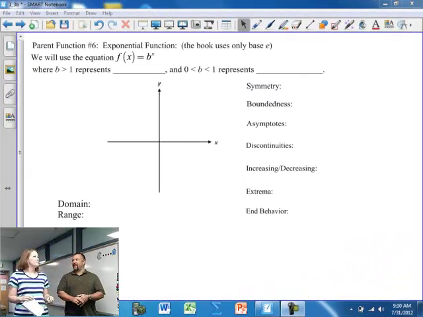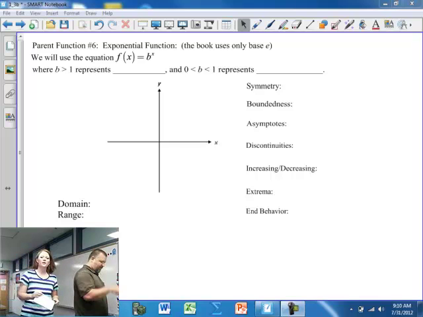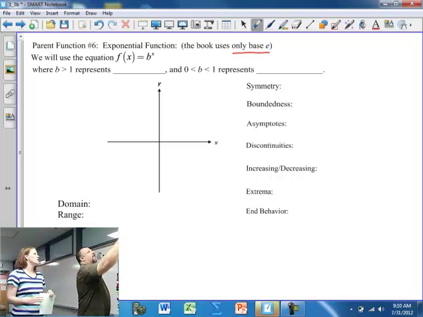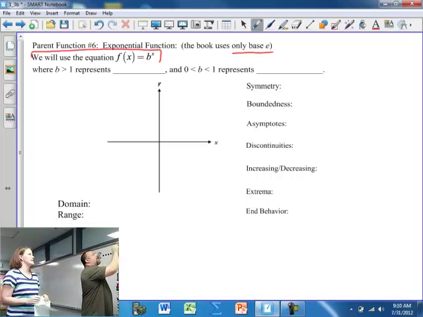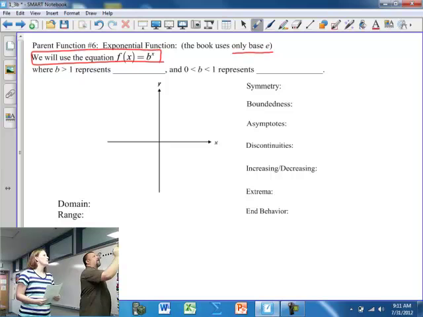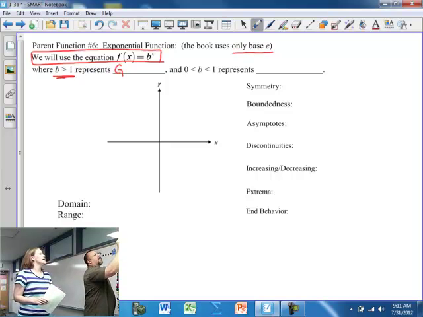We are on parent function number 6, exponentials. You've seen exponentials before. The book uses only a base e, but we want you to know f of x equals b to the x, any base. So b greater than 1 is going to be exponential growth. Let's focus on that first.